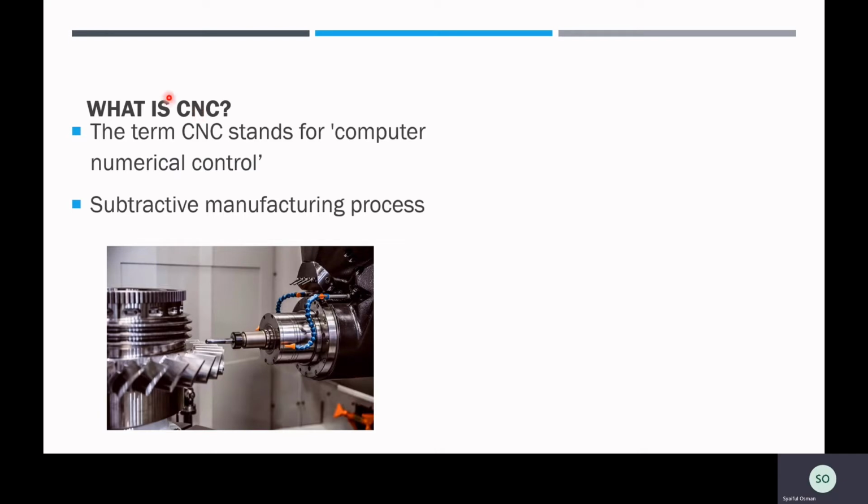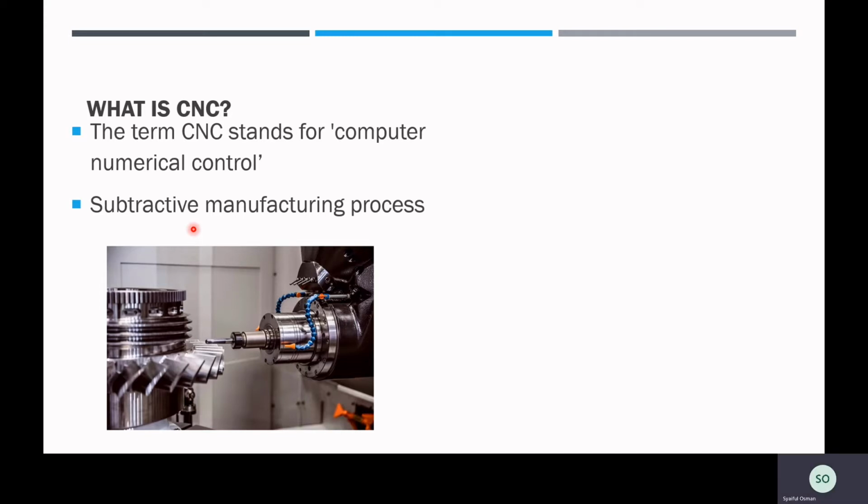So what does it mean by CNC? The term CNC stands for computer numerical control, and the CNC machining definition is that it is a subtractive manufacturing process which typically employs computerized controls and machine tools to remove layers of material from a stock piece, known as the blank or workpiece, and produce a custom designed part.